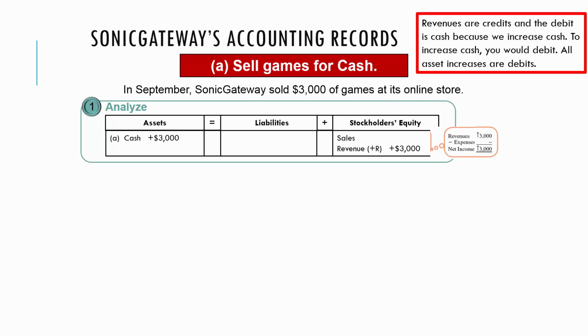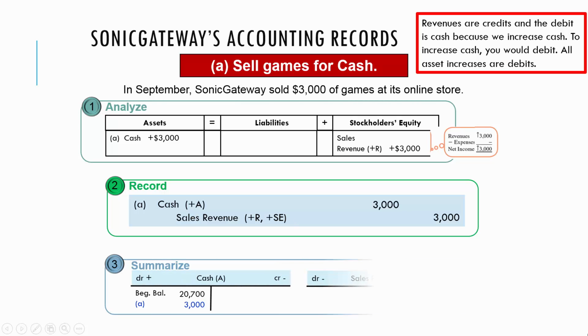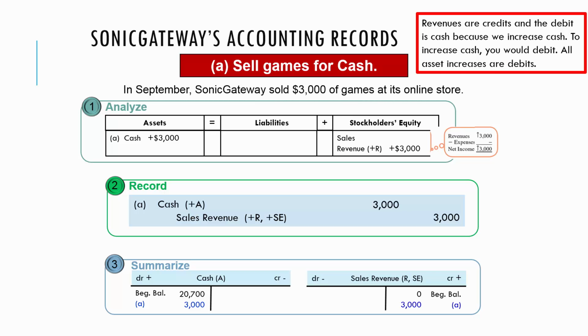Again, it's far easier, though, not to have to go through all of that. And just to remember, revenues are what? Credits. They are credits. So it gets recorded this way. And this plus an R means it increases revenue, also increases stockholders' equity. And when we see this, we are keeping track of our cash account, and we're seeing cash going up. So cash is going up from selling these games at our online store.